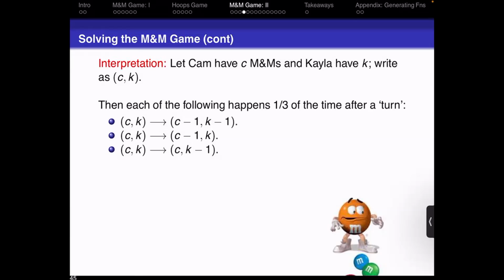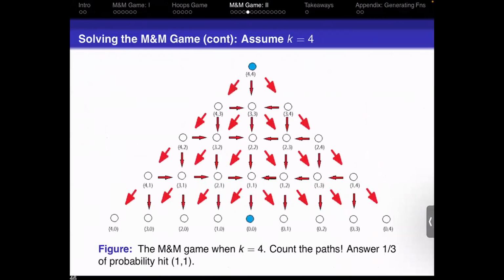We can represent this as a flow chart. Why do you think I'm going to have Cam represented with C M&Ms and Kayla with K M&Ms? Their names, right? You want notation so that you can quickly look down and see what's going on. Oh, C, Cameron, K, Kayla, got it. And so each of these happens 1/3 of the time. You go from CK to C minus 1, K minus 1, or to C minus 1, K, or to C, K minus 1. And if I want to try to solve this, I'm going to just do K equals 4 rather than K equals 5 because it takes a while to draw all this.